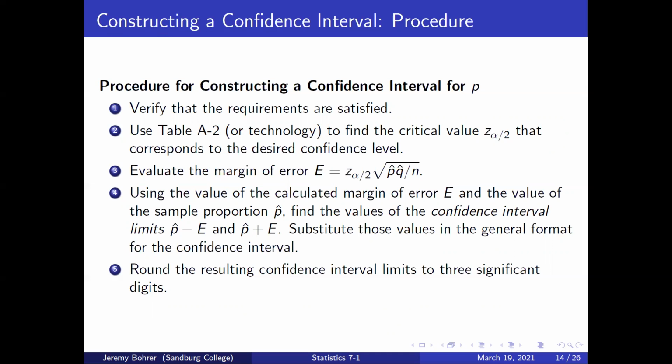Fourth, using the value of the calculated margin of error E and the value of the sample proportion p hat, find the values of the confidence interval limits, p hat minus E and p hat plus E. Substitute those values in the general format for the confidence interval. Fifth, round the resulting confidence interval limits to 3 significant digits.